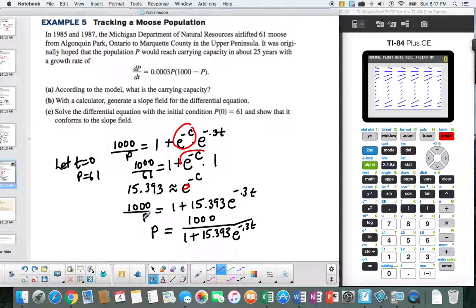And then I'm going to do the reciprocal on this side and the reciprocal on this side. So all of this will be in the denominator, and then I will cross multiply and take the 1,000 to the other side. So this is what the mathematical model looks like. It's a lot different than the mathematical model for exponential growth.